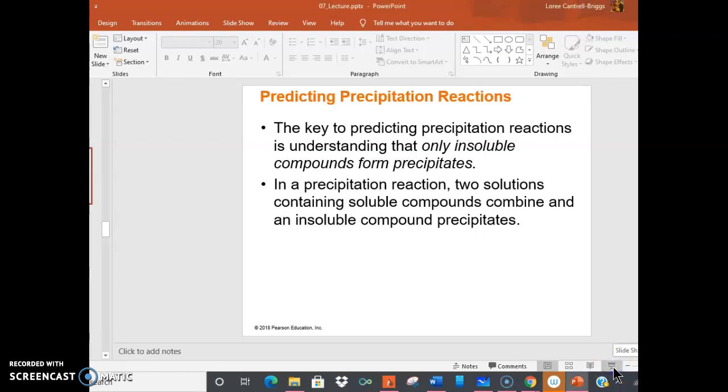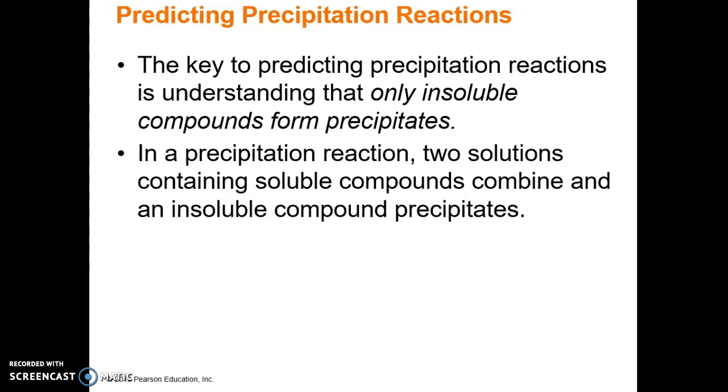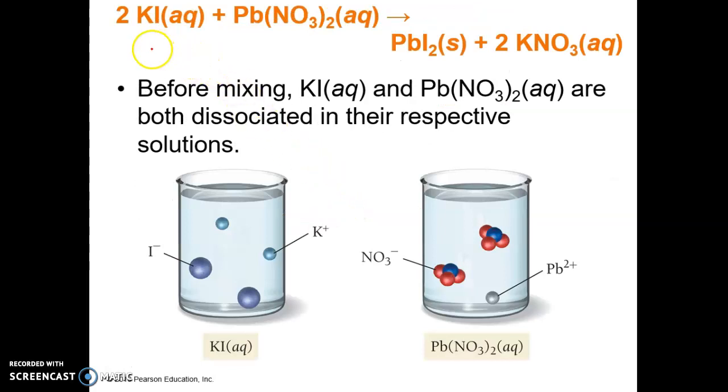All right, so we're going to pick this back up. The key to predicting precipitation reactions is understanding that only insoluble compounds form precipitate, so you have to look at the solubility rules. In a precipitation reaction, two solutions containing soluble compounds combine to form an insoluble compound, which is a precipitate. All right, so we have here potassium iodide and lead 2 nitrate, and they combine to form lead 2 iodide and potassium nitrate.